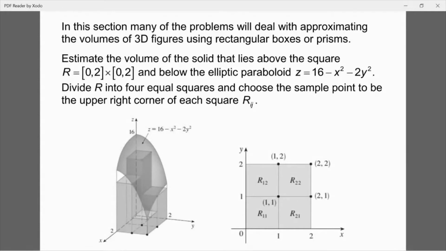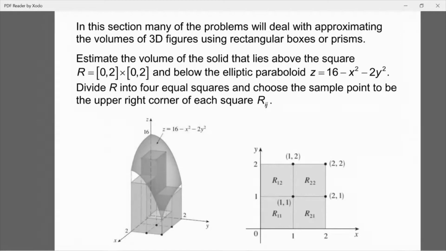Okay, so let's take a look at this first example. It says estimate the volume of the solid that lies above the square, and it's this region 0, 2 by 0, 2. So that means we're going from 0 to 2 on the x-axis, 0 to 2 on the y-axis, and below the elliptic paraboloid z equals 16 minus x squared minus 2y squared. You can see the surface has been plotted there, and it says divide R, the region R, into 4 equal squares and choose the sample point to be the upper right corner of each square. Okay, so notice they told us where to choose our sample points.